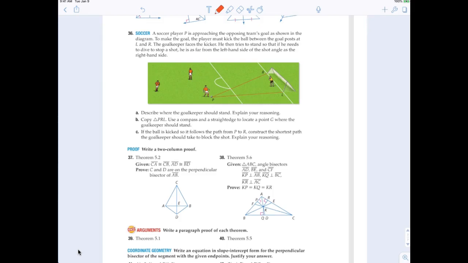Now, the last one that we're doing is the point of concurrency for the altitudes. If you were to draw the three heights in a triangle, they would all meet at the same point. And that point is considered the what? The orthocenter. Now, the way I remembered orthocenter was someone told me that the root word ortho means perpendicular.